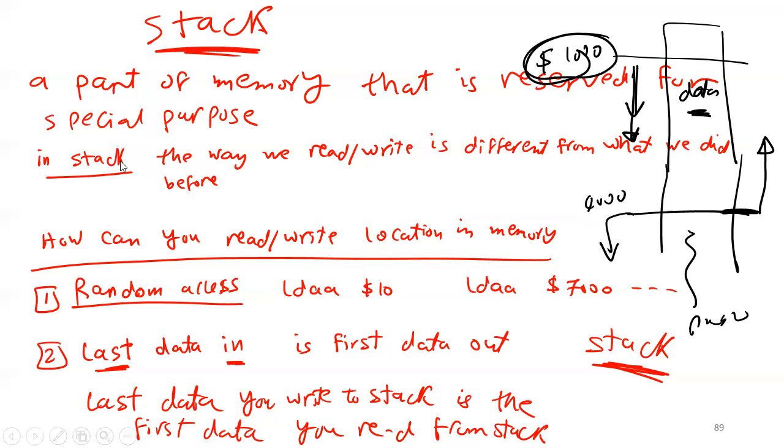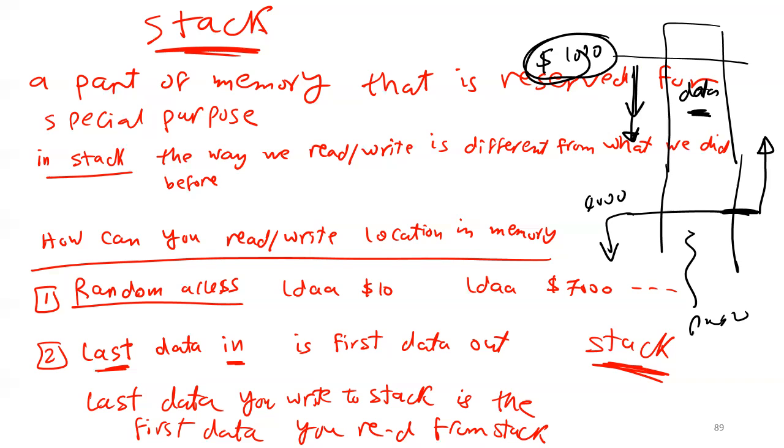Number one, in stack, the way we read or write is different from what we did before. What we did before, we call it random access. Random access means, number one, you have to tell me which location. If you want to read or write memory, you have to tell me which location, right? Number two, there is no specific order. For example, I can read location number 1 and then location number 10 and then 5. I didn't tell you that you have to start from 1, 2, 3, 4 until you reach 10. That's why we call it random access. This is the way we used before.